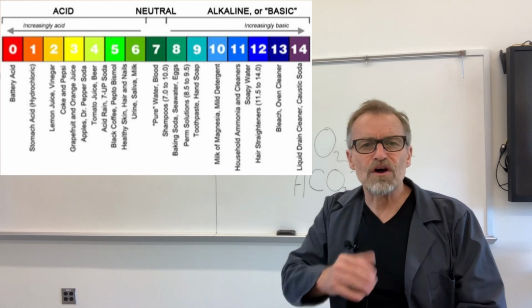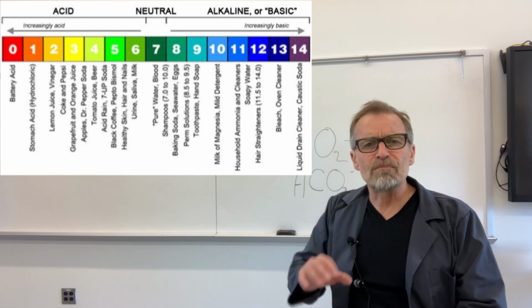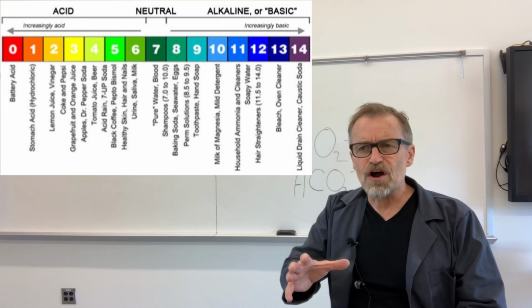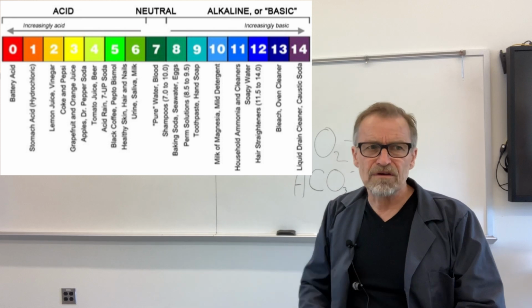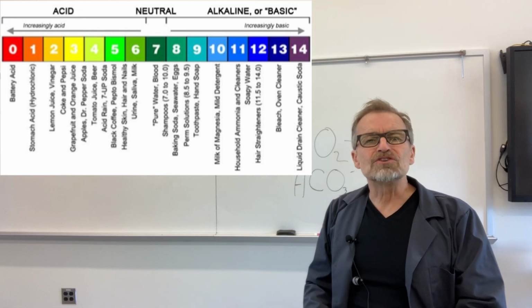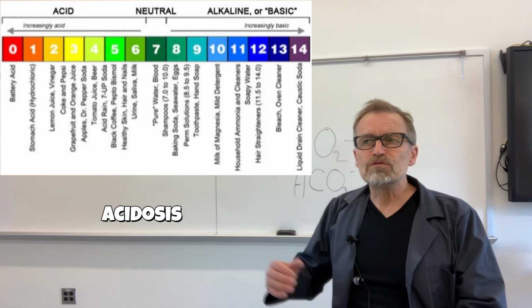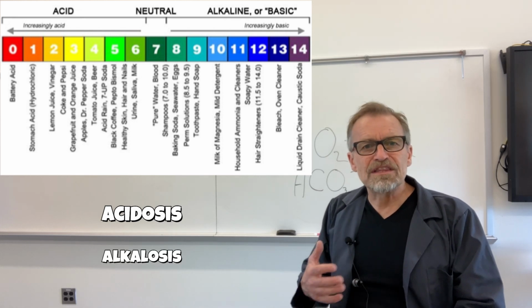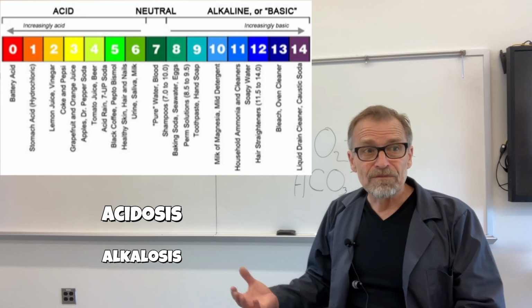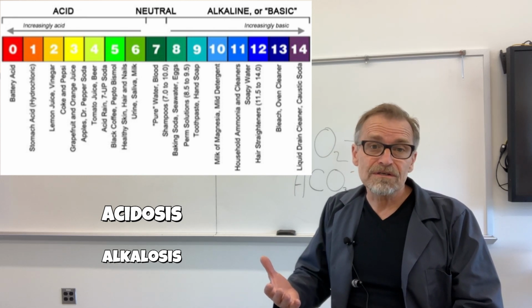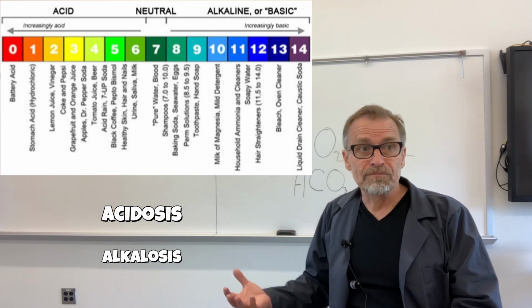If we don't remove the carbon dioxide, or for some reason our body doesn't function properly, so the carbon dioxide isn't being removed quickly enough, what we get is acidosis, too much acid. On the other hand, if we remove too much carbon dioxide so that things start getting alkaline, we get alkalosis. Things are a little too alkaline, right?